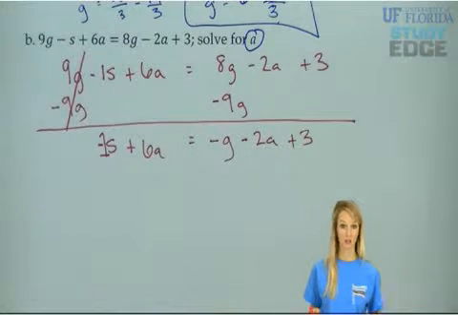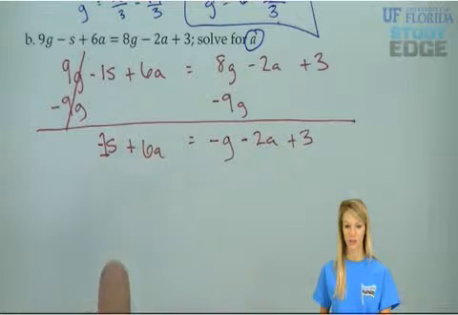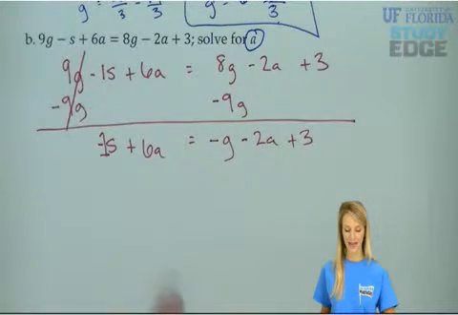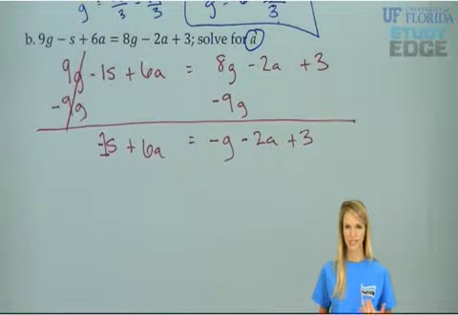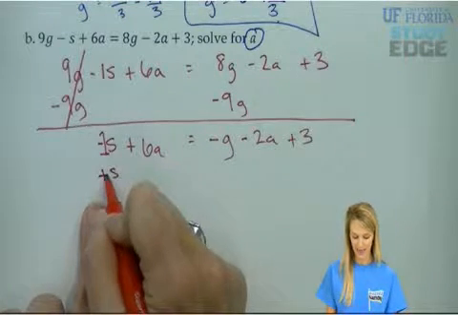Well, this is starting to look a little bit better, right? We still got to get this term with an A by itself, though. There's still another term on the left side. We need to get rid of this negative S. S is being subtracted from the left. What is the inverse of subtraction? What is the opposite? Addition. So since we have a negative S over here, we're going to add S.